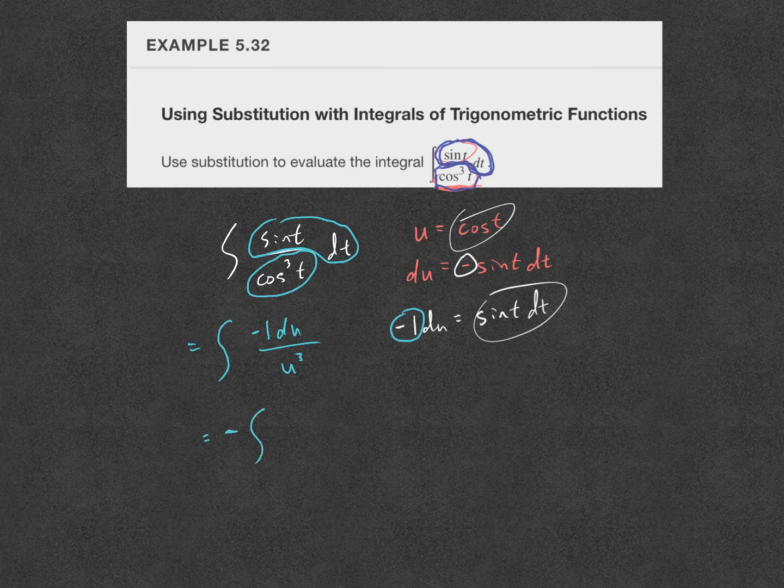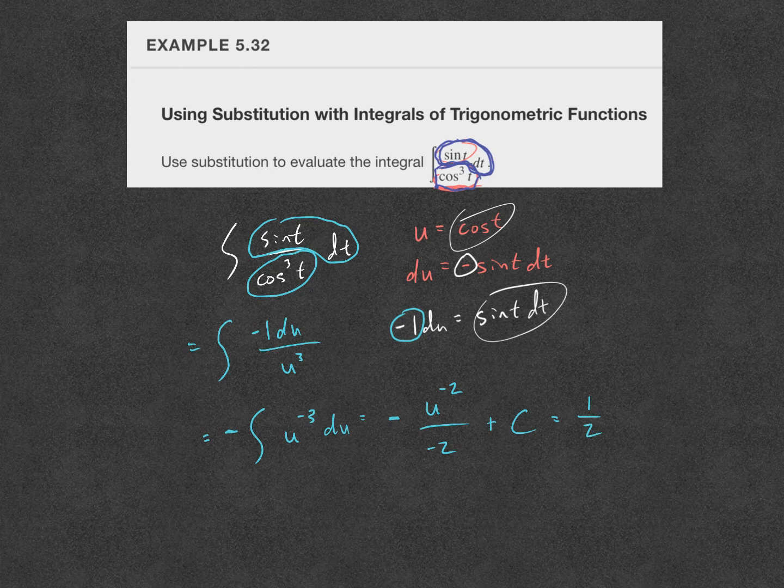Negative integral, the u cubed in the denominator, I'm going to bring that up with a negative exponent, u to the -3 du, and then let's use our power rule. Negative sign, u to the -2, because I'm adding 1, over -2, plus our constant c. Simplify and back substitute. The negatives cancel out. I'll pull the 1/2 off.